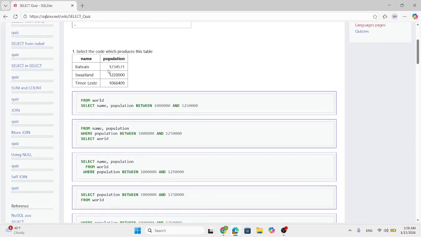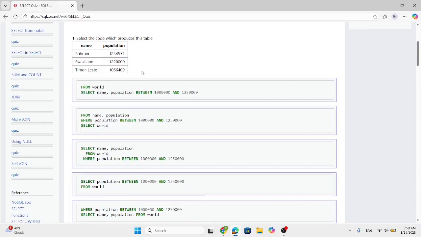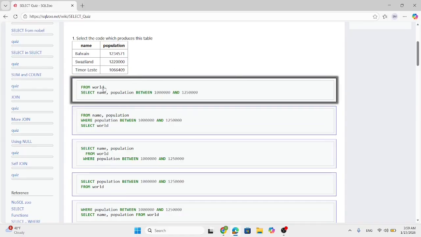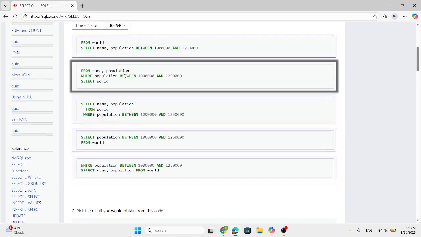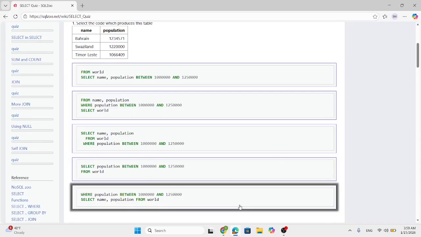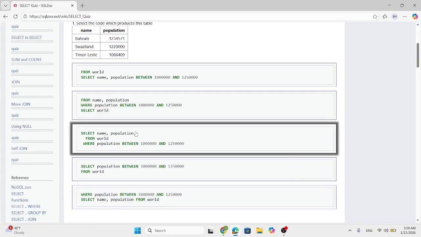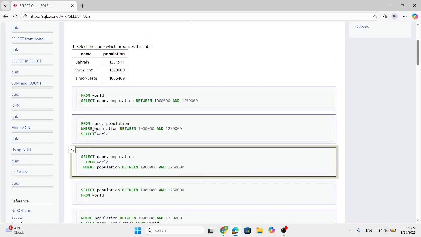Okay, let's see. The first one is wrong syntax because we need to write the SELECT statement in the first place, and then the FROM should come later. So we need to delete the first one, the second one, and these two. Then we see in the first one there is just population, so we are going to delete this also. In the last one, again, the statement syntax is wrong. For that reason, our answer is the third one. We don't even need to look at the numbers. So the first answer, C, is the true answer in the first question.